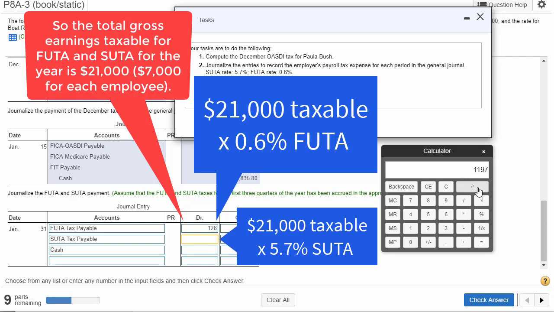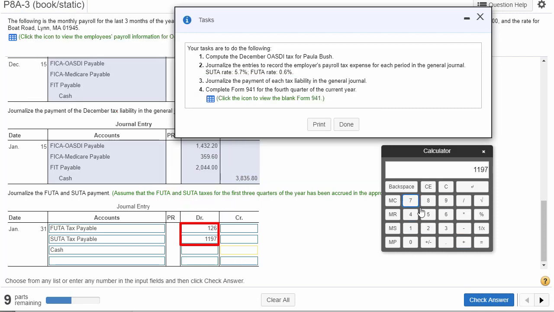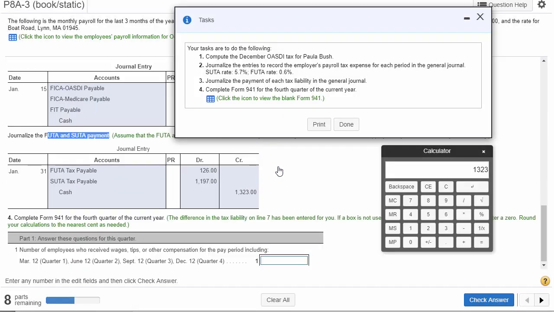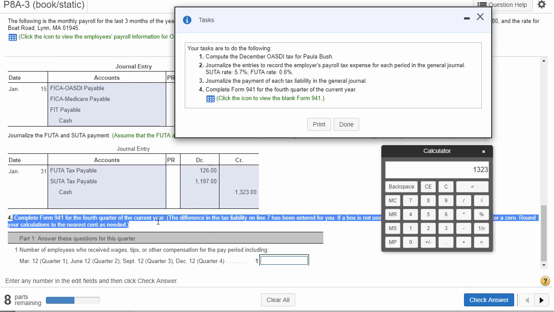I'm going to shoot it over into that cell. Clear it. And then the amount of cash going down is 126 plus 1197 gives us 1323. So we're eliminating our FUTA payable and SUTA payable because we are paying FUTA and SUTA. Well done. Now in the next video, we're going to start the Form 941.